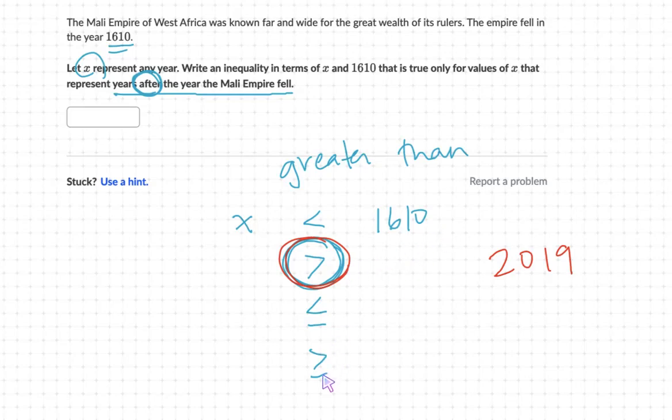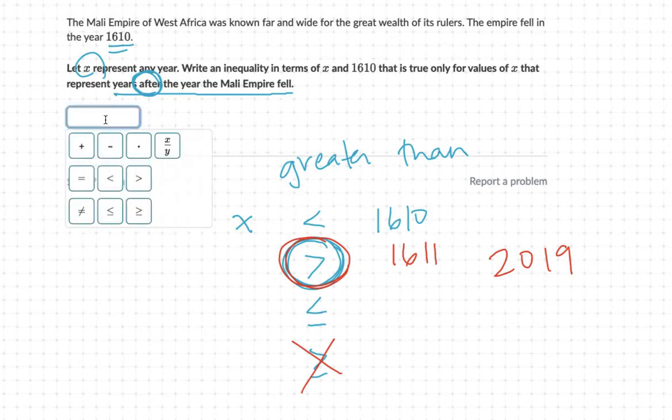The only other option that could work would be greater than or equal to, but that is actually the year that the Mali Empire fell. So it doesn't include the equal sign. They're talking about after that year. So after that year would be starting with 1611. So we cannot include the actual year that it fell. And then obviously less than or equal to would be before that empire fell. So again, we would have x is greater than 1610.